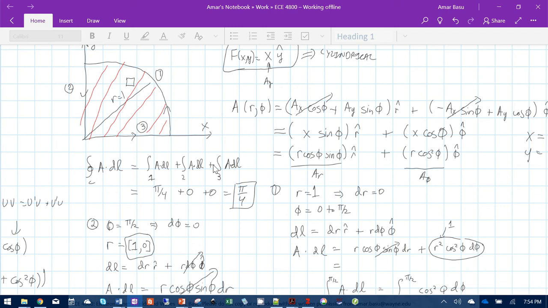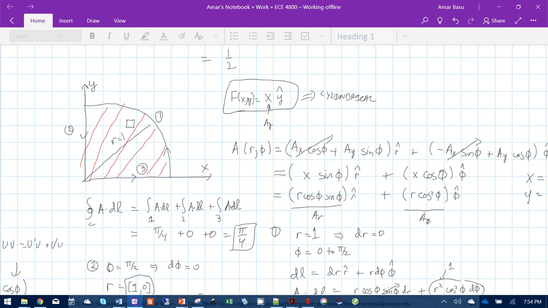I should tell you, this problem can also be done in Cartesian coordinates. What would the equation of the line be if we were in Cartesian coordinates? The equation of a circle in Cartesian. Yes, x squared plus y squared equals r squared. So in this case, x squared plus y squared equals 1 is the equation that defines a circle in Cartesian coordinates.